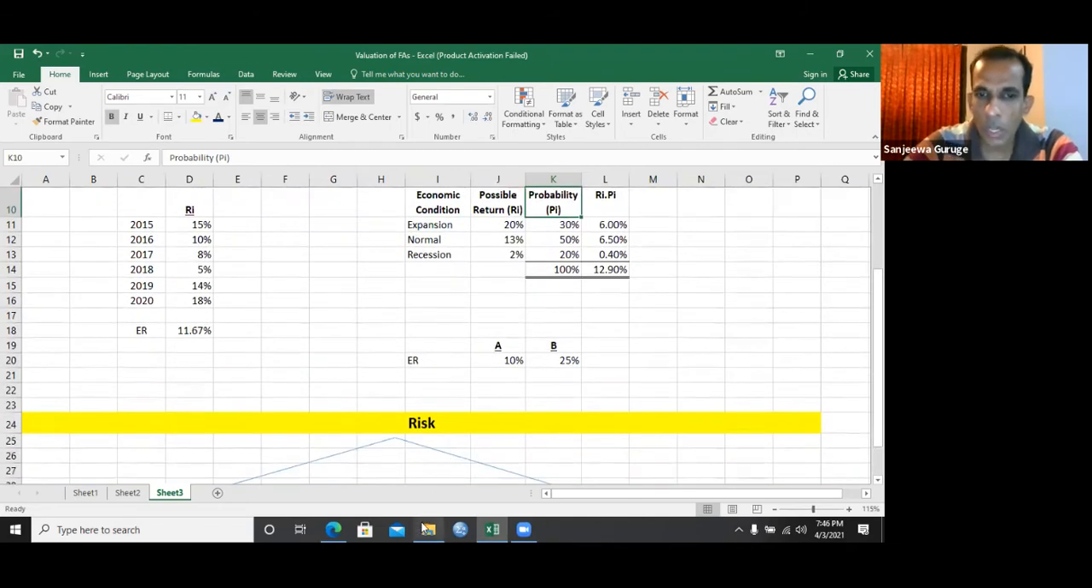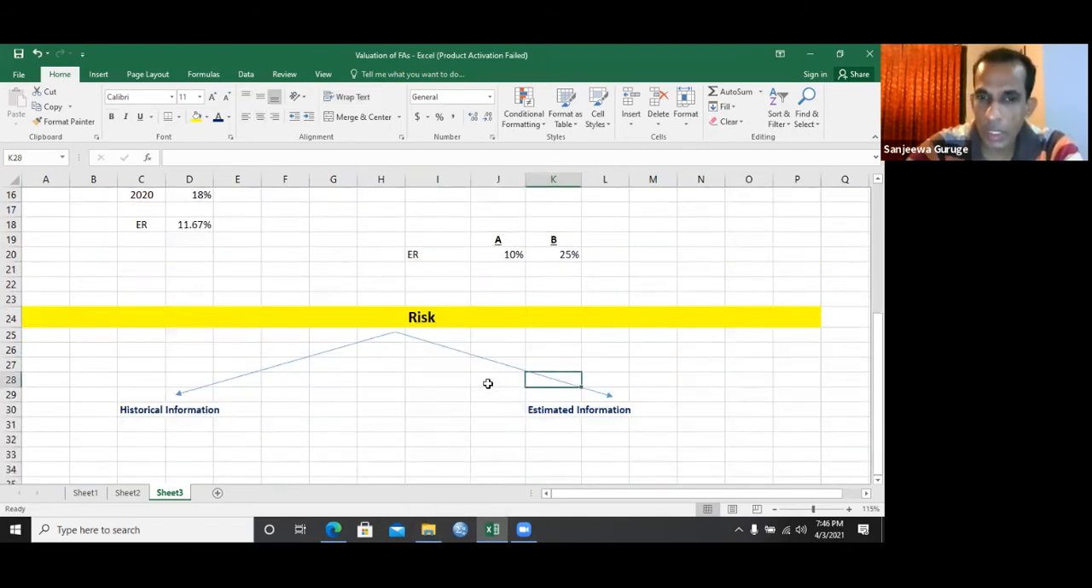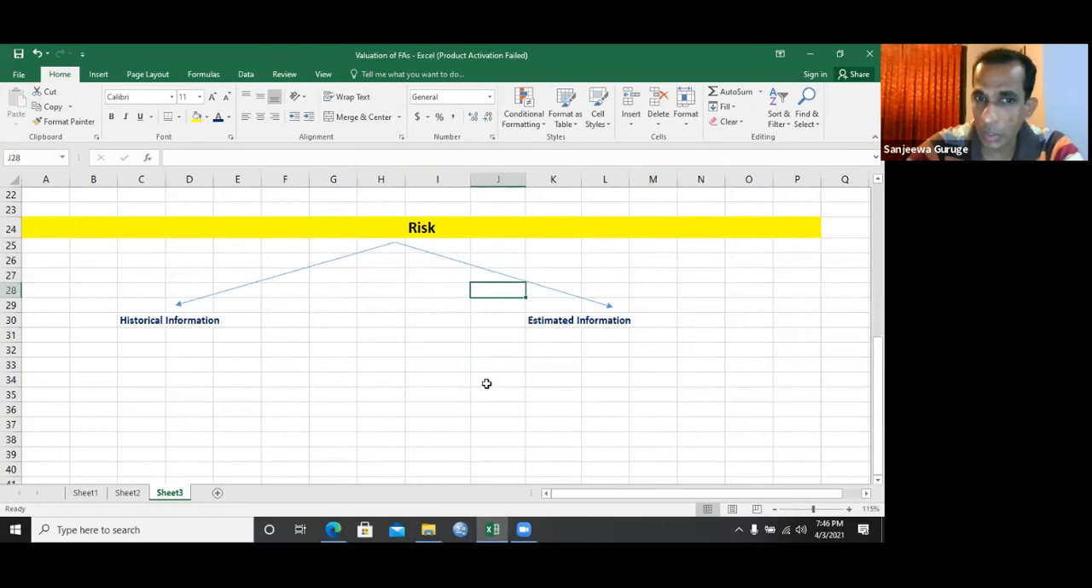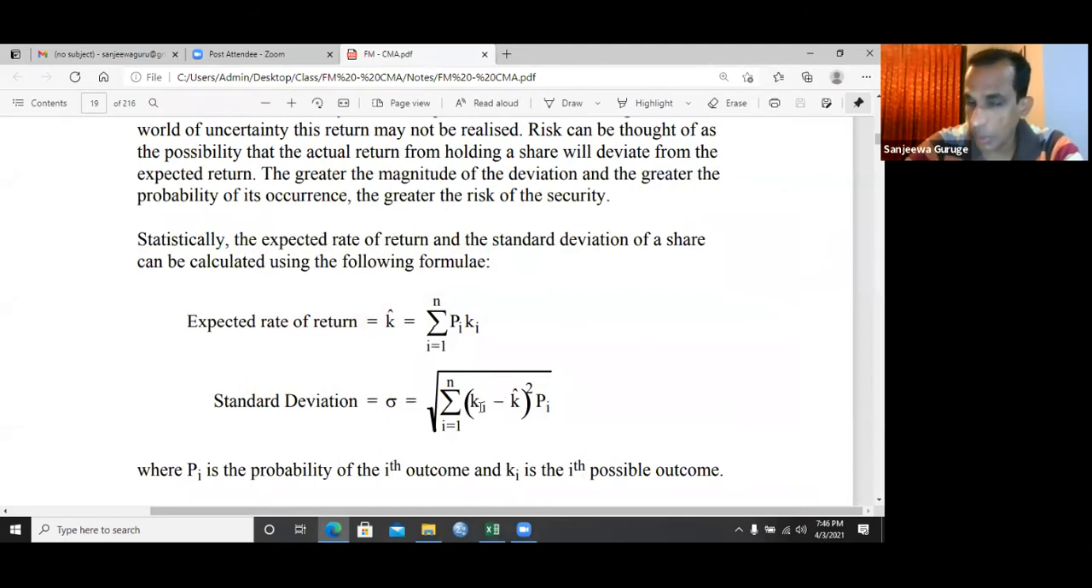Okay, and in order to calculate the risk, which is the possibility that the actual return deviates, we calculate the standard deviation. And how do you calculate the standard deviation? Here, this is the possible return, and this is the expected return. Different letters are used in different books, right? Here for the expected return, this k hat is used.